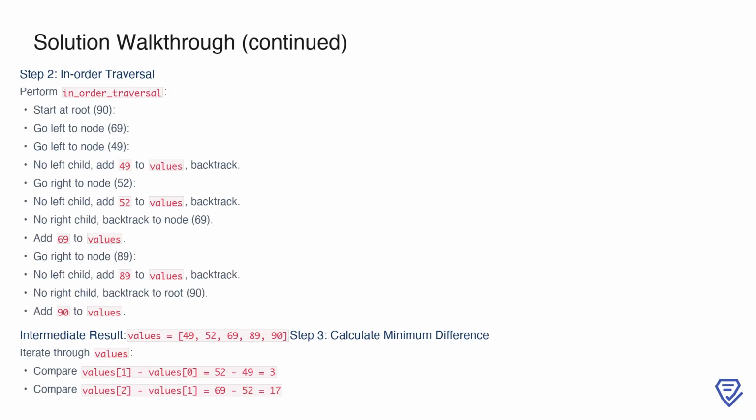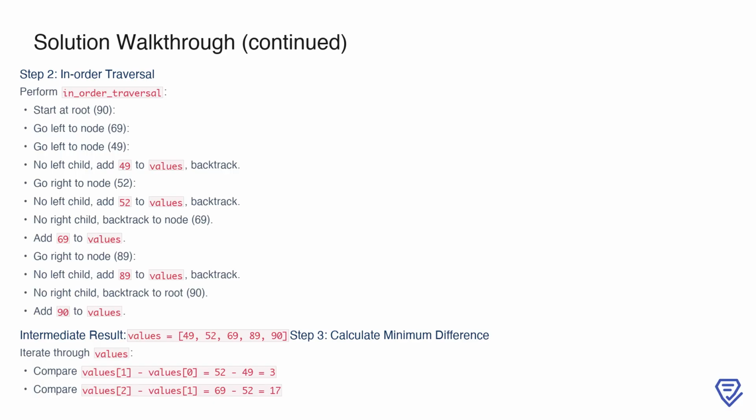For the uneven BST, we proceed with the in-order traversal. Starting at the root, node 90, we move left to node 69, then further left to node 49. Since node 49 has no left child, we add 49 to the list of values and then process its right child, node 52. Node 52 has no left child, so we add 52 to the list.